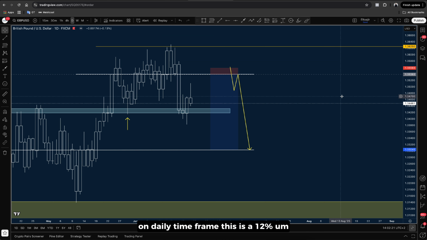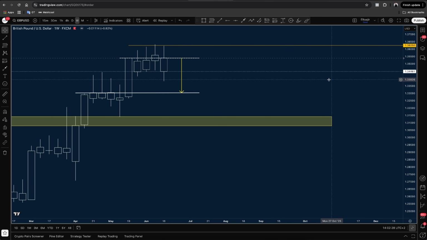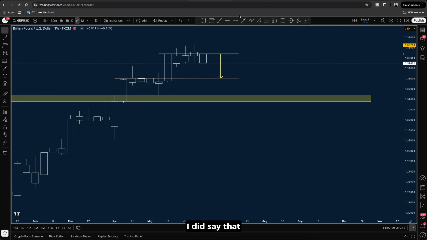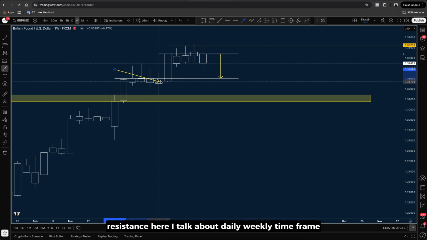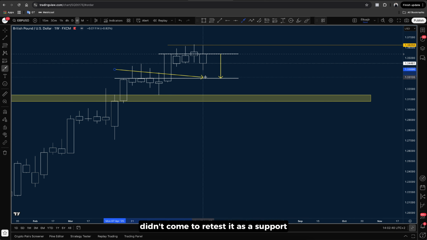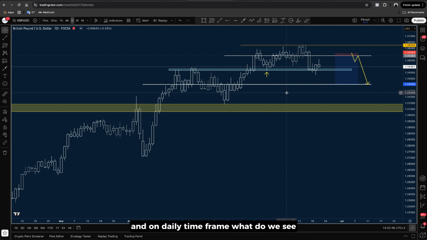Here on the daily time frame, this is a 12% trade, which I did talk about last week. I did say that I expect the price to come to this level here, especially as we see resistance, resistance, resistance, resistance. Here I talk about the weekly time frame. Price broke above, didn't come to retest it as a support, so I would expect the price to come here to retest it. And on the daily time frame, what do we see?